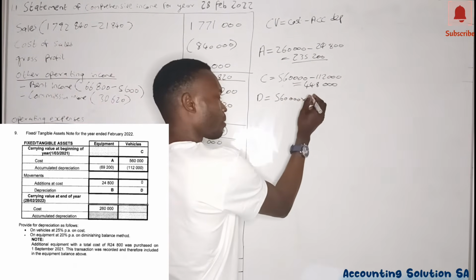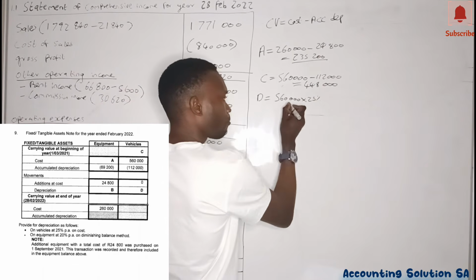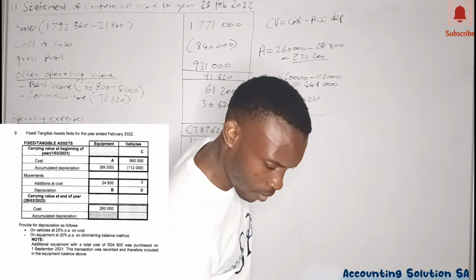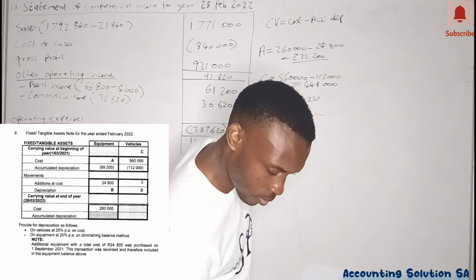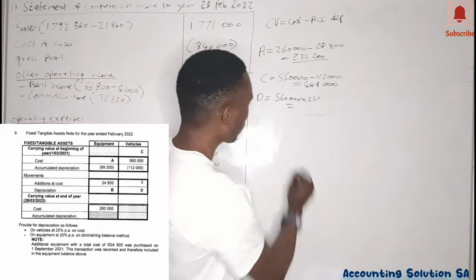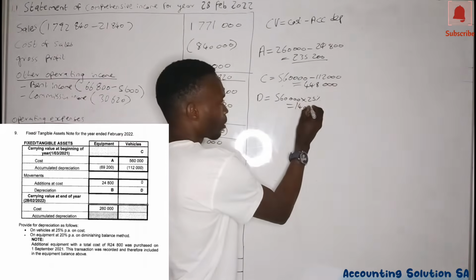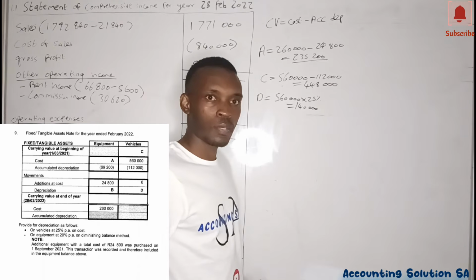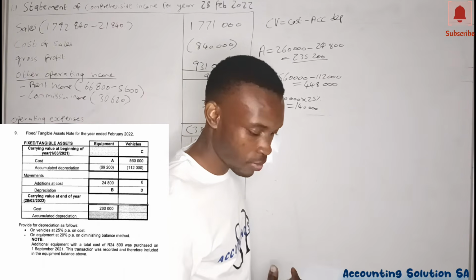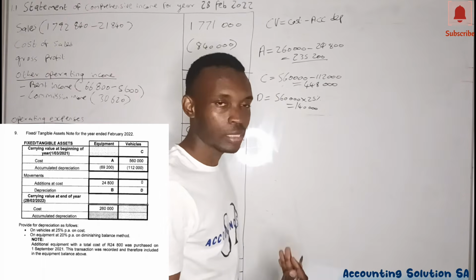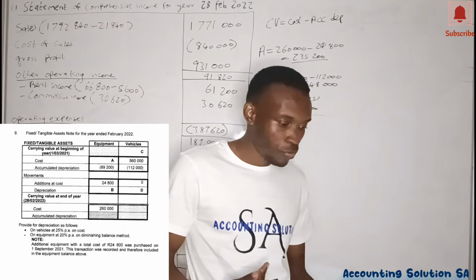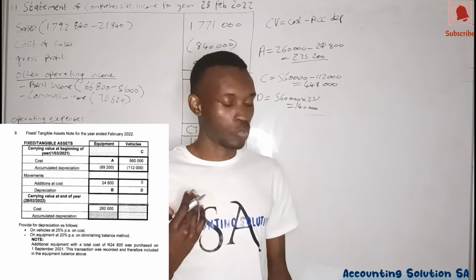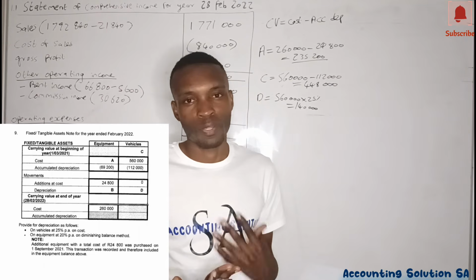We're just gonna say multiply by 25%. And this gives us an amount of, let's calculate, 140 is our answer. Okay, that is our answer for number D. Now we have to go back to B. Okay, B, we are going to use a diminishing balance method.